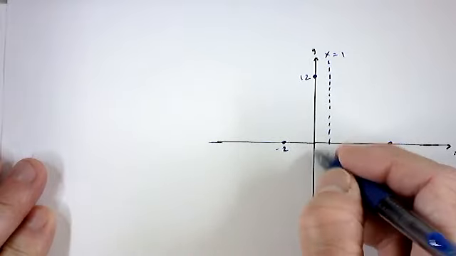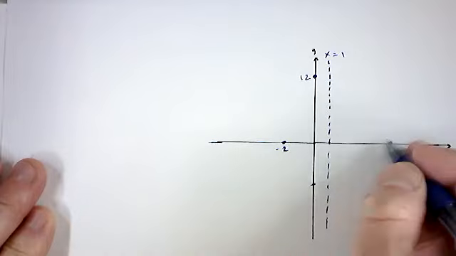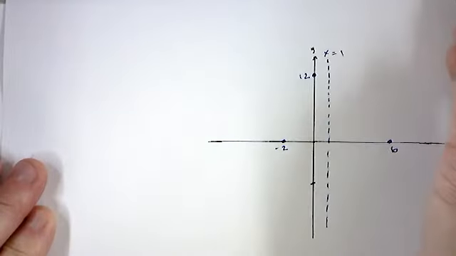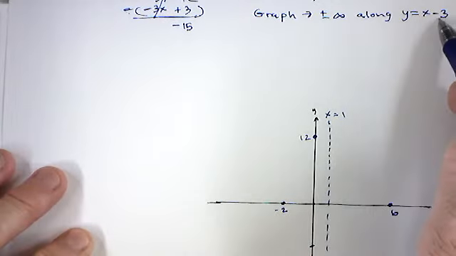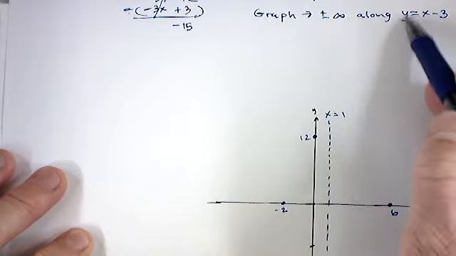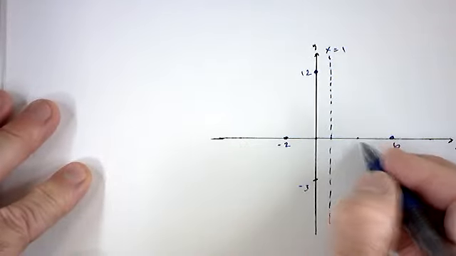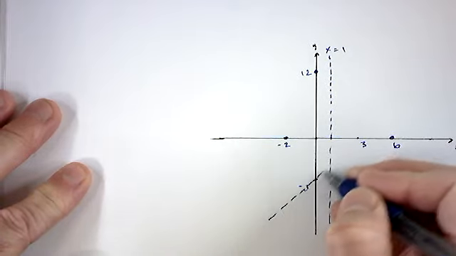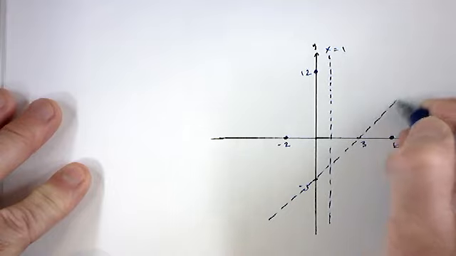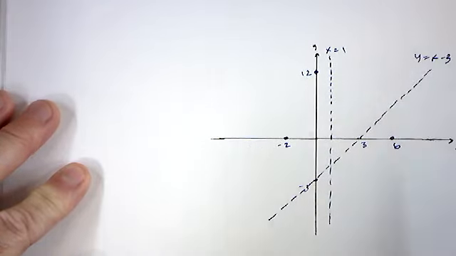That's a line that has a y-intercept of negative 3, so maybe down here, and a slope of 1. Y equals x minus 3 has a y-intercept of negative 3 and an x-intercept of positive 3, let's say this is 3. So my slant asymptote would look like this. Y equals x minus 3.